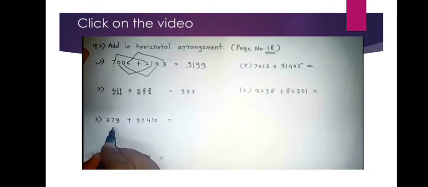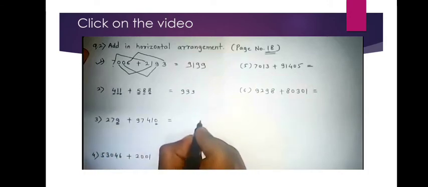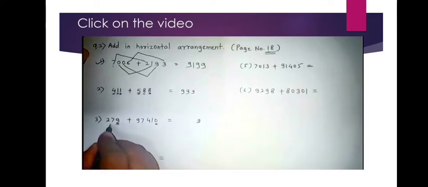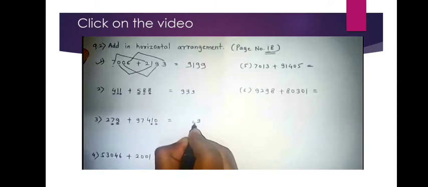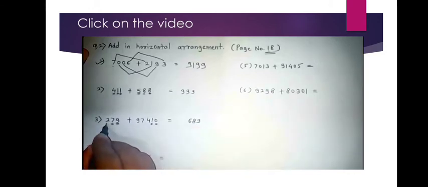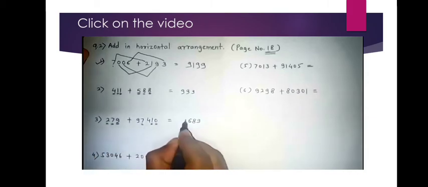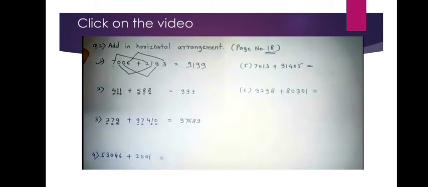Now let us see the third sum. 279 plus 97,410. 9 plus 0 at units place is 9. 7 tens and 1 ten is 8 tens. Okay. 200 and 400 is 600. Now there is no value in the first number, so we will directly write 97 from the second number. So it is 97,689.